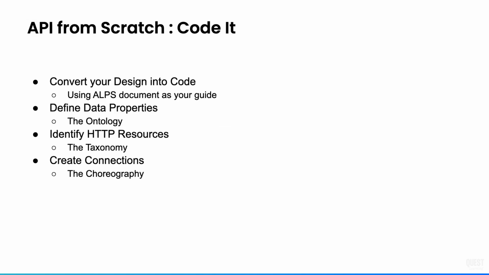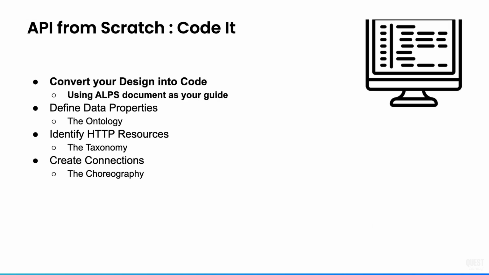And to do that, we're going to touch on a number of things. We're going to talk about how to use the ALPS document to give us the elements we need: the data points, the resources, and the connections. And then we're going to work through each one of those: the data properties, the HTTP resources, and the choreography, the connections between them.